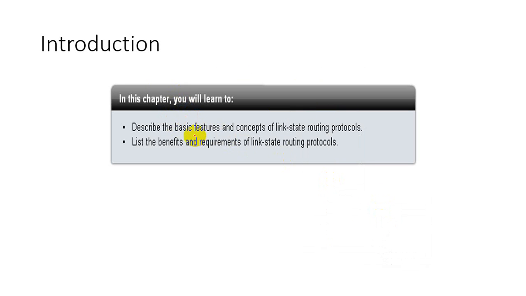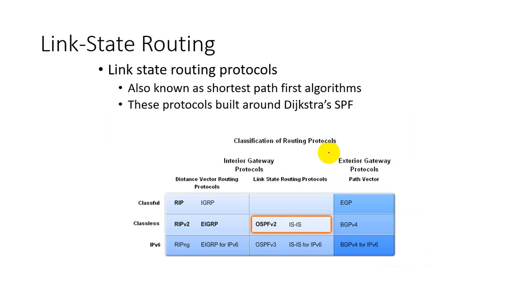As already told, we are going to learn about the basic features and concepts of link state routing protocols, and the benefits and requirements of link state routing protocols. A link state routing protocol is also known as the shortest path first algorithm. This protocol is built around Dijkstra's SPF, shortest path first.